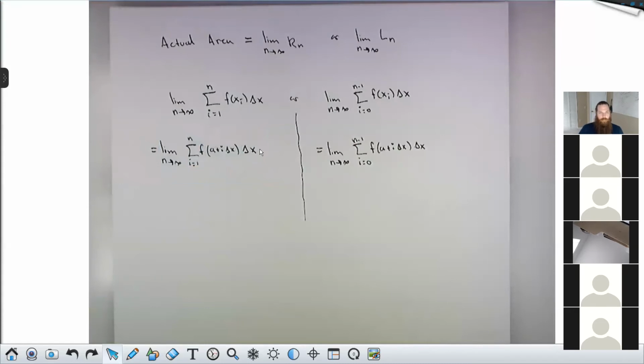This object has a special name, but we're not going to name it yet. It's an integral, and I'll give you notation and everything you need for that, but not today, because today you already have plenty on your plate.